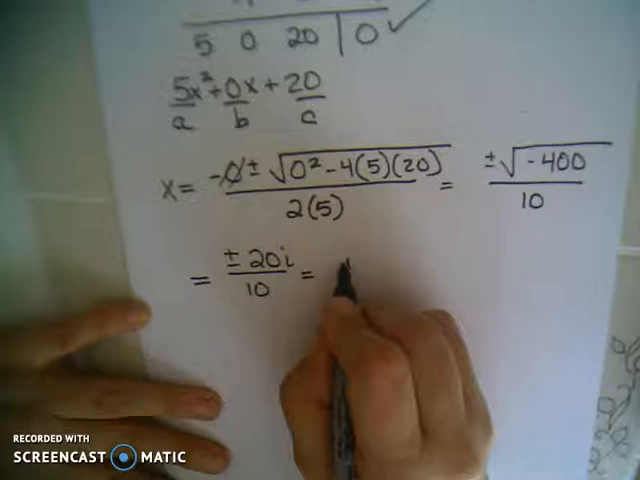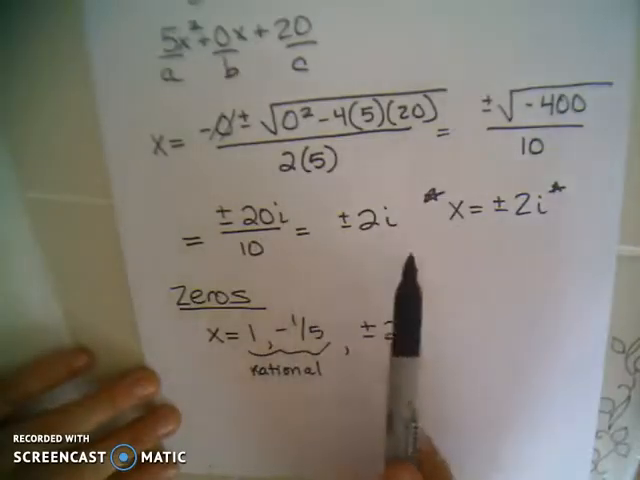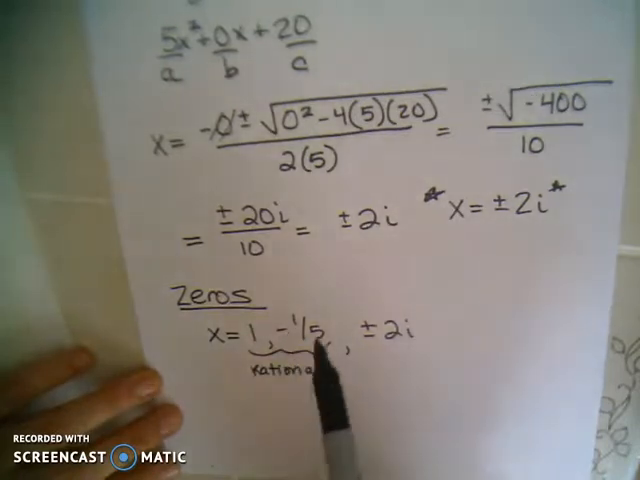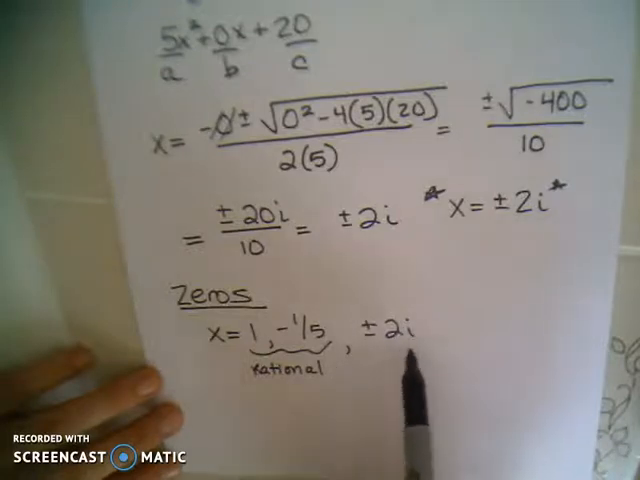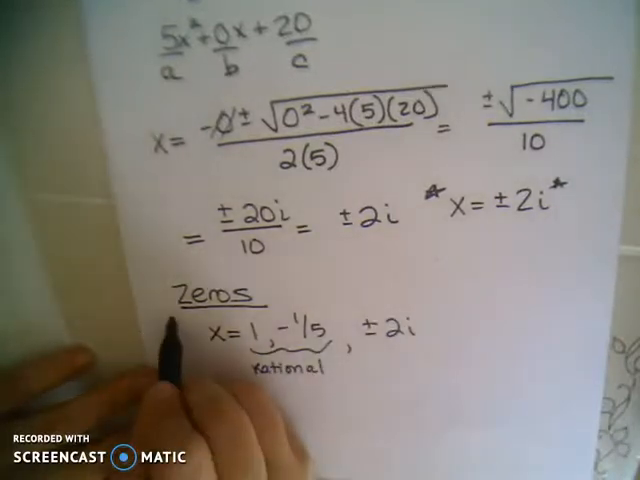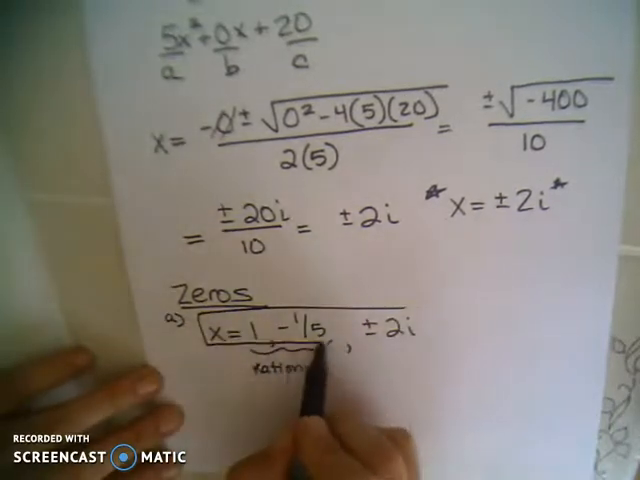So we can make our list of zeros. x equals positive 1 and negative 1/5. Those were the rational zeros. And then we also found positive and negative 2i, and those are complex zeros. And if this polynomial had any complex or irrational zeros, this method wouldn't work and we would have to find them with the quadratic formula. So the way I do it is I always just use the quadratic formula for the last two. So this answers part A. These are all 4 of our zeros.